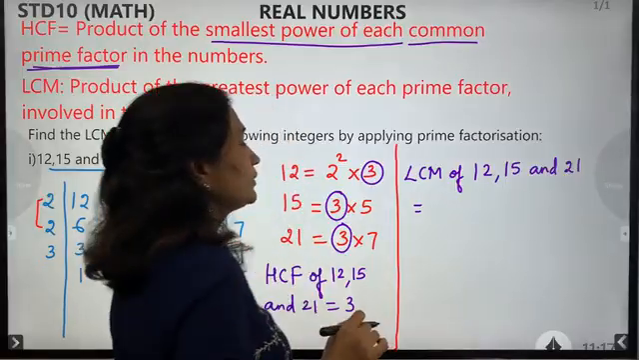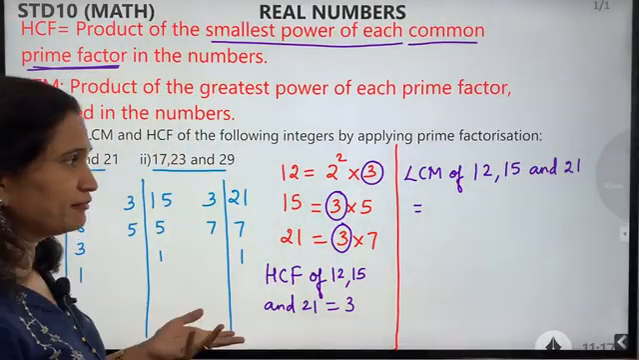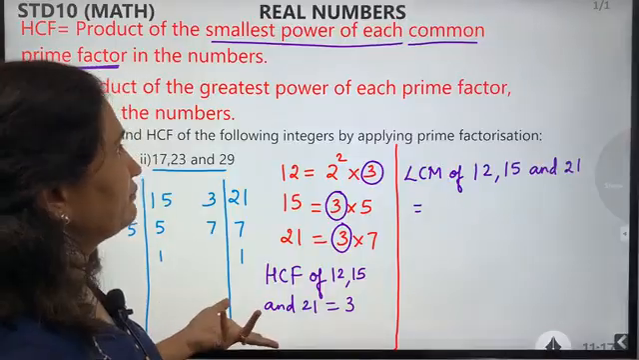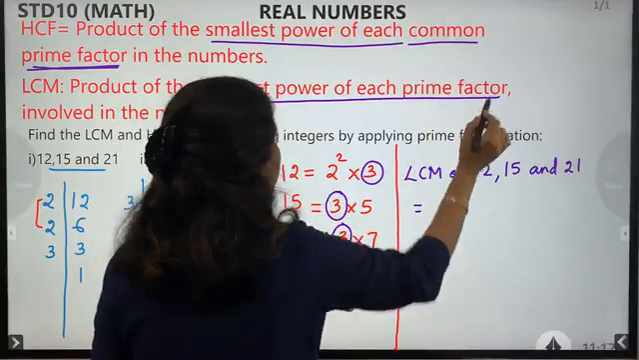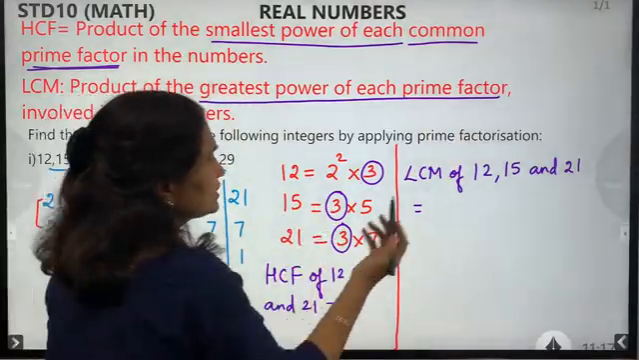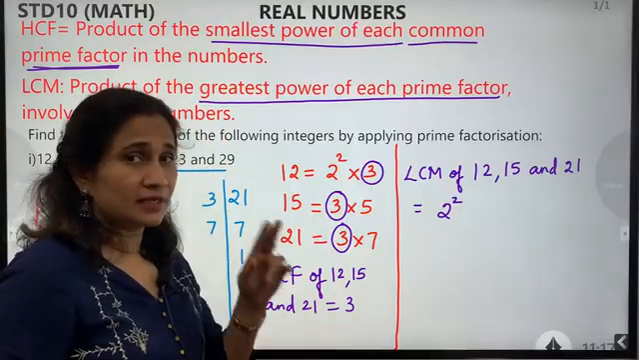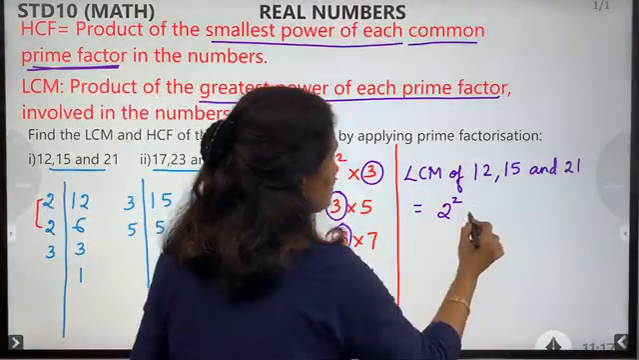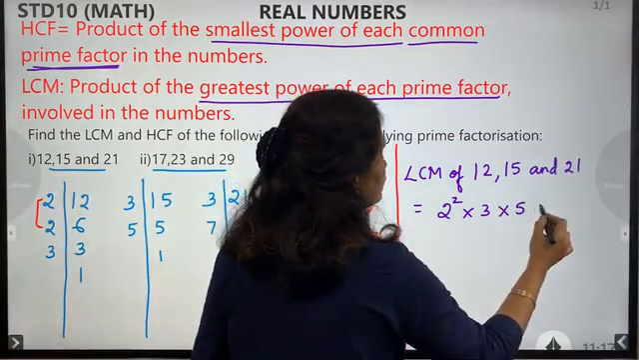Now what do we talk about in LCM? We take all the prime factors, but the product of the greatest power of each prime factor. 2 is fine, for 2's power we will have to take 2 only, but the common one is 3, we take it only once and its greatest power is 1 itself. So into 3 and into 5 into 7.